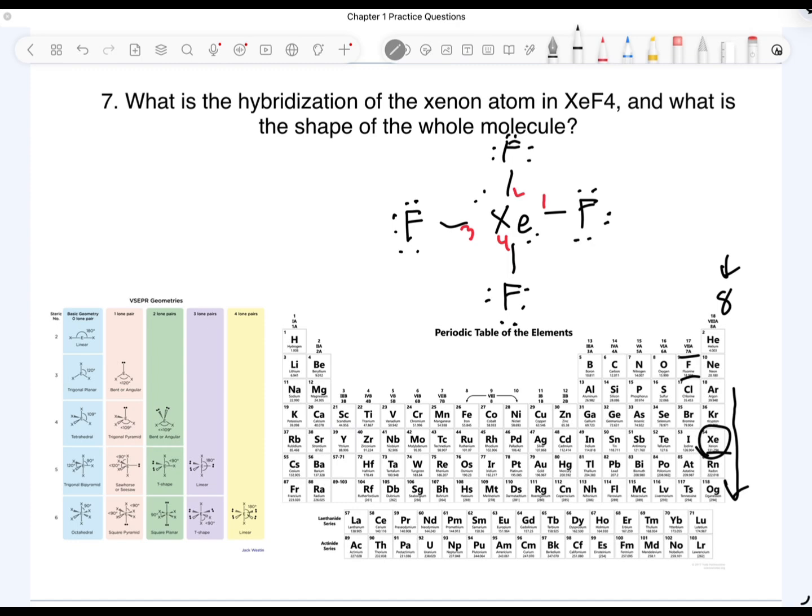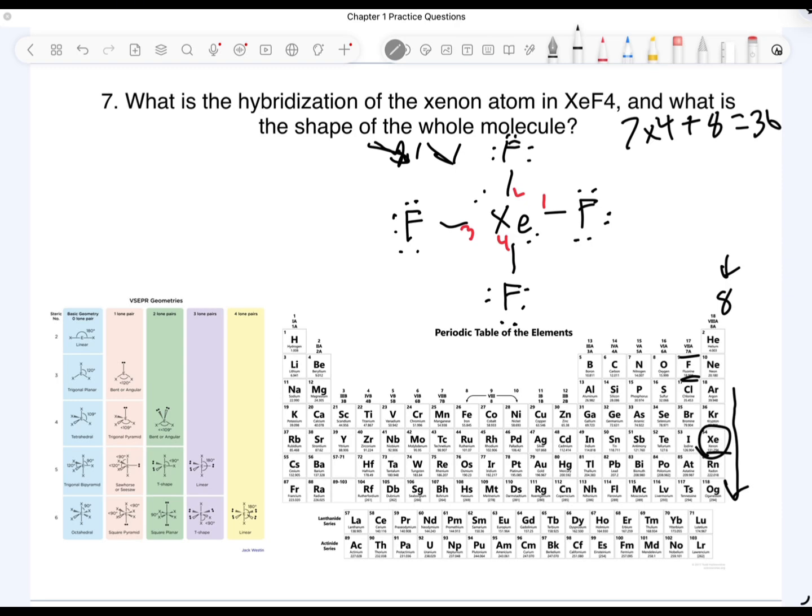And just if you want to make sure, you can always count the number of valence electrons on this molecule, and find the number of valence electrons on the periodic table. For example, it'll be 7 times 4 because it's 4 fluorine, plus 8, which equals 36. So if you count all these electrons here, there should be 36. And if there is 36, that's how you know you did it right.